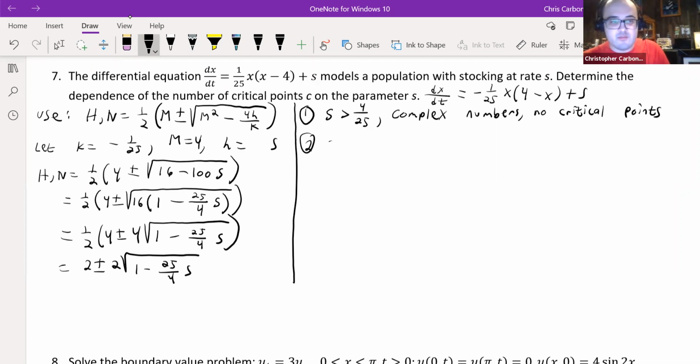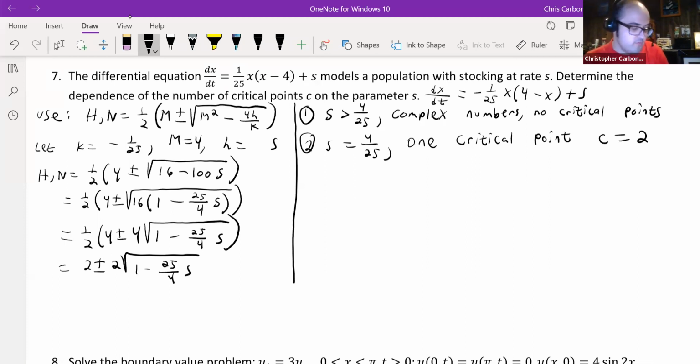Second case, this would be for values of s being equal to 4/25. That gives this value here a 1, gives underneath this square root a value of 0, which then gives us just one critical point, the value of 2. So here we would have one critical point, and as we said before, that value would just be the value of 2.